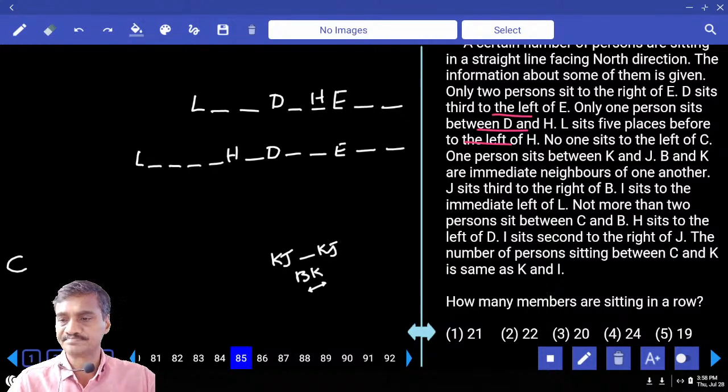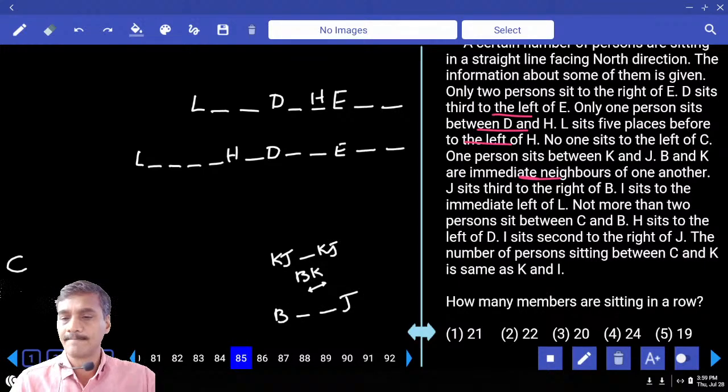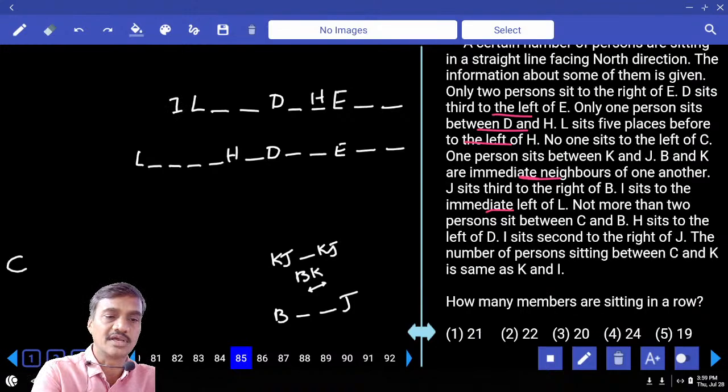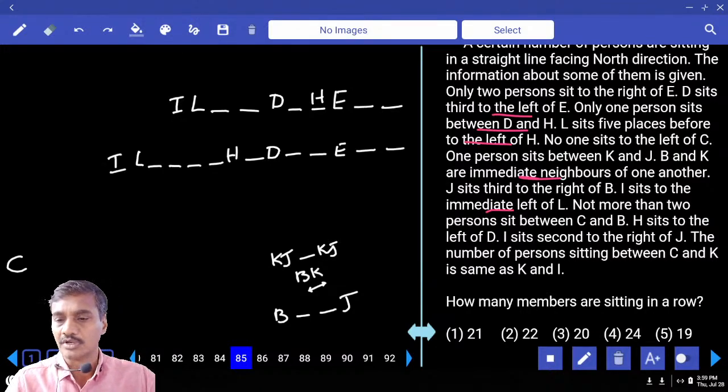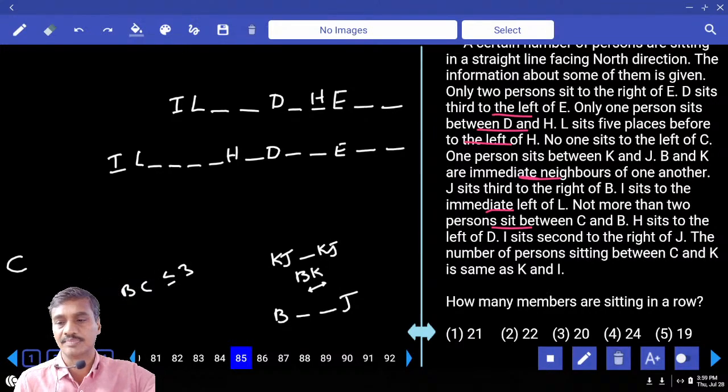And next one, J sits to the right of B. If B is here 1, 2, 3, J sits to the right of B, and I sits to the immediate left of L, I is here. I is to the immediate left hand side of L. And next one, not more than 3 persons between B and C. Now in between B and C, how many people must be there? Not more than 3 means lesser than or equal to 3 persons must be in between B and C.